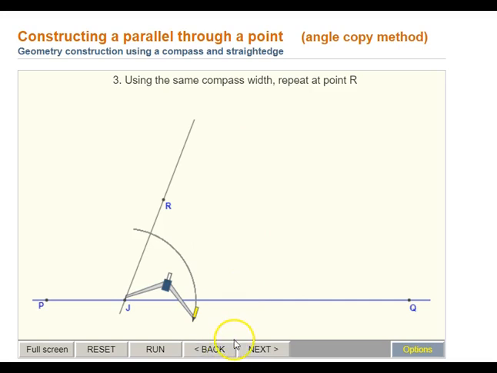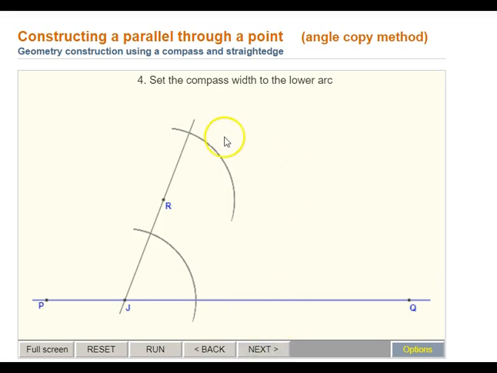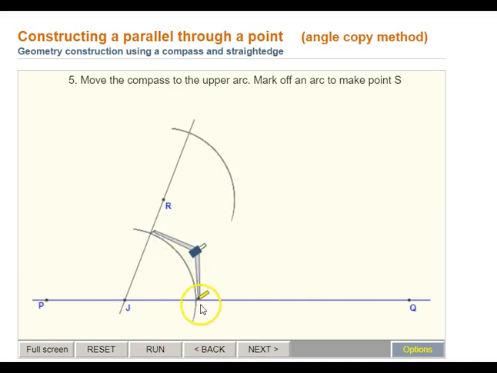Using this same compass width, repeat at point R. So move your compass to point R and strike another arc. Make sure that it intersects JR and goes approximately as far as your first arc did. Now you're going to set the compass width to the lower arc. So you've measured the lower arc from JR to PQ, and you're going to mark off an arc to make point S on the upper arc.